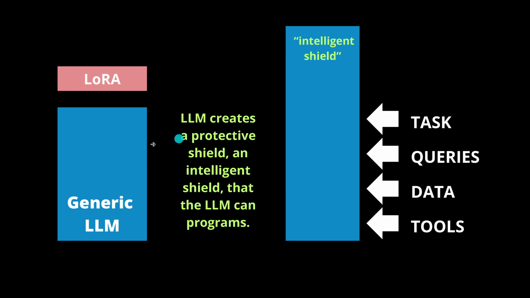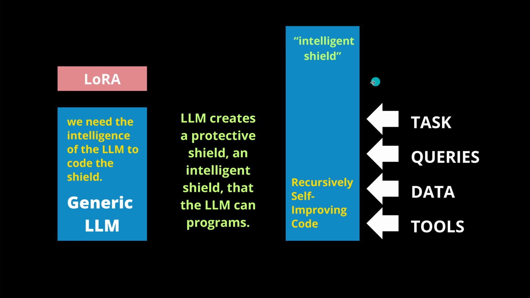So we have the LLM creating a protective shield. It codes a protective shield, an intelligent self-learning shield that the LLM can further program. The more intelligent the shield must become, given the complexity of the task, of the queries, and of the tool use. Beautiful. So if you ask me where the intelligence of this shield comes from, it is the intelligence of the LLM.